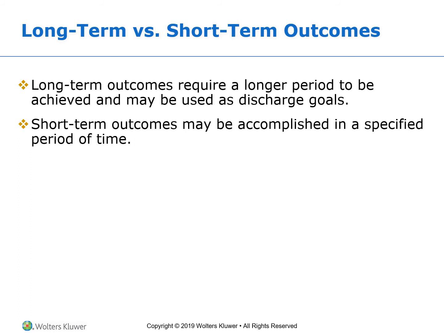We also think about outcomes in two different terms. So outcomes can either be long-term or short-term. For long-term goals, of course, they would require a longer period to achieve, usually more than a week. Short outcomes could be done within a few hours or a couple of days. Long outcomes can also be used as discharge goals. And then you could determine your goals and your length of time in which you want it to complete.